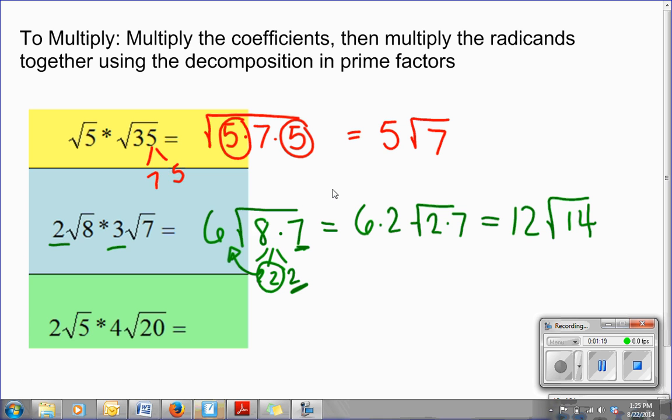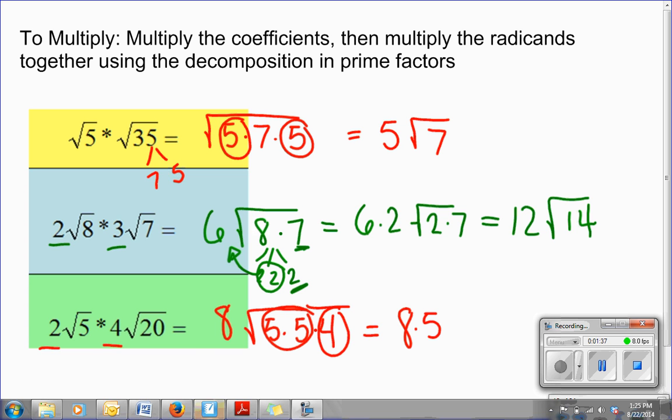Okay, and then again, we've got 4 times 2 outside, so that's 8 outside. We have 5 times 20. 20 is 5 times the perfect square 4. So here we've got a pair of 5's which we can move outside. So we've got 8 times 5 outside. And then this perfect square of 4, well, we know the square root of 4 is 2. So now we've actually got nothing left under the radical, so we don't even have to write it. So we've got 40 times 2 is 80. Okay, and then again, there's nothing under the radical, so we don't even need to write it.